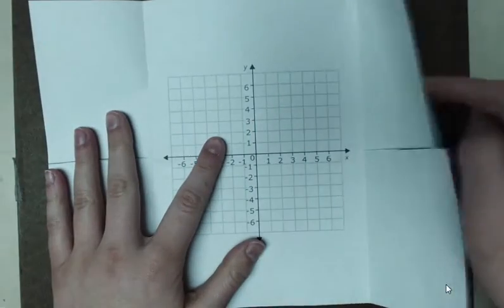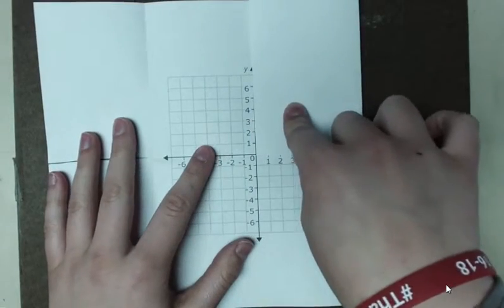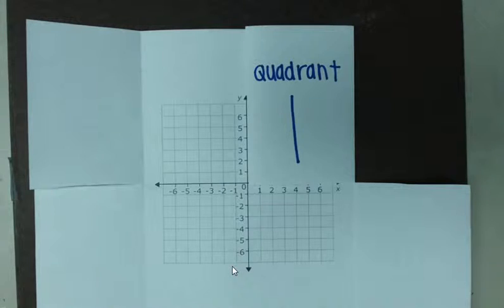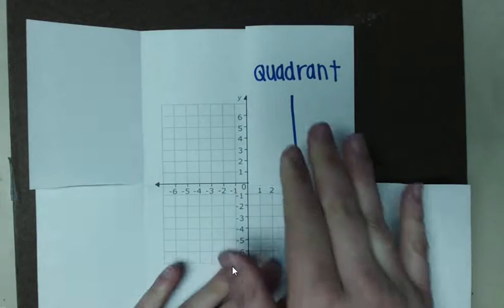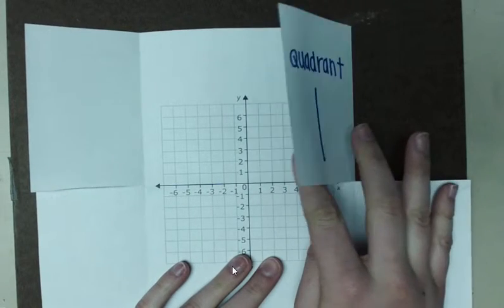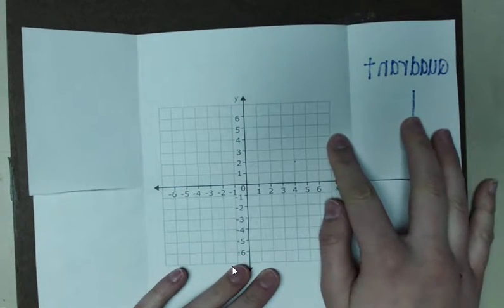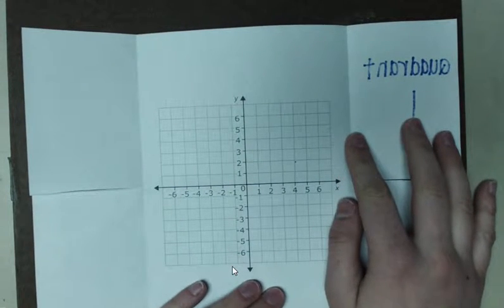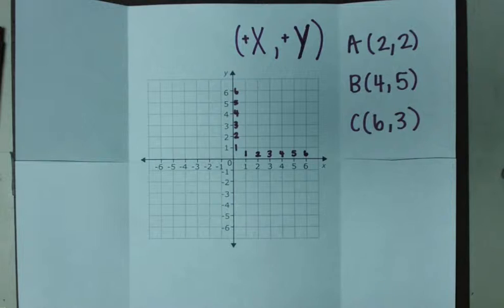Okay, so if you open your foldable up, first we're going to start with this quadrant, which is quadrant 1. Go ahead and open up your flap, and then we're going to label the inside of quadrant 1. Alright, go ahead and copy this information down, pause the video, and then we'll talk about this.